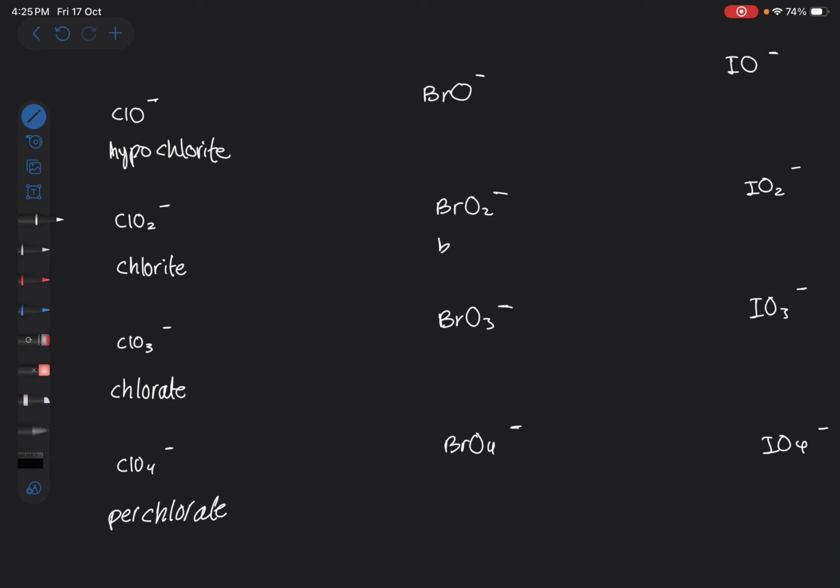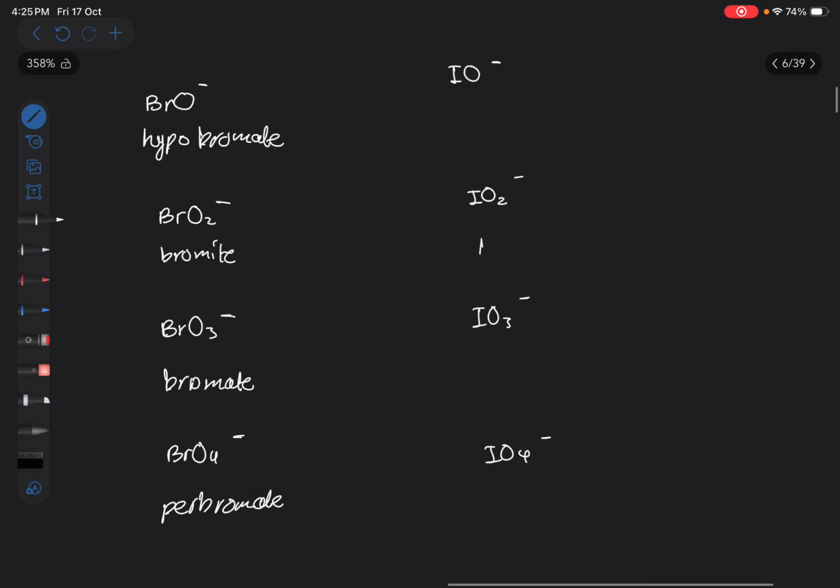Bromine, this will be bromite. The larger one, bromate. Even the smaller one, I'll give it hypobromite. And the larger one, perbromate. Okay, now for the iodine, iodite. I can't spell iodite. The larger one, iodate.